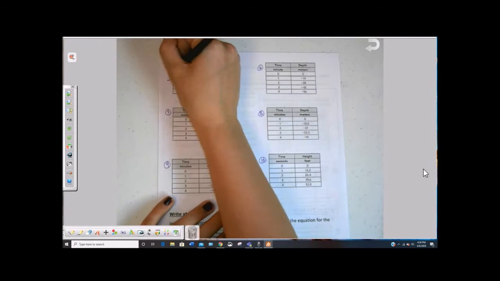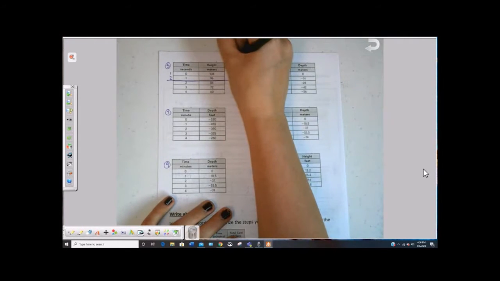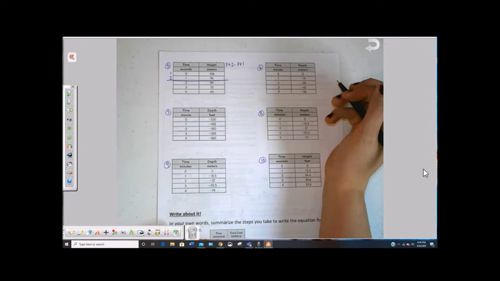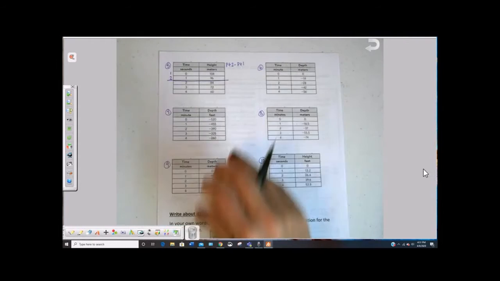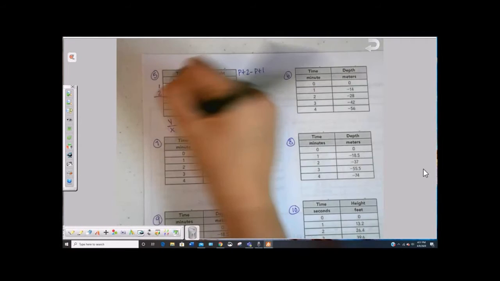Okay, this is point 1 and point 2. And remember, the change is point 2 minus point 1. Okay, and I'm just going to kind of zoom this in a bit so you can see what I'm doing. All right, so remember, constant is y over x, because that's basically what we're trying to find. We're trying to find the constant.